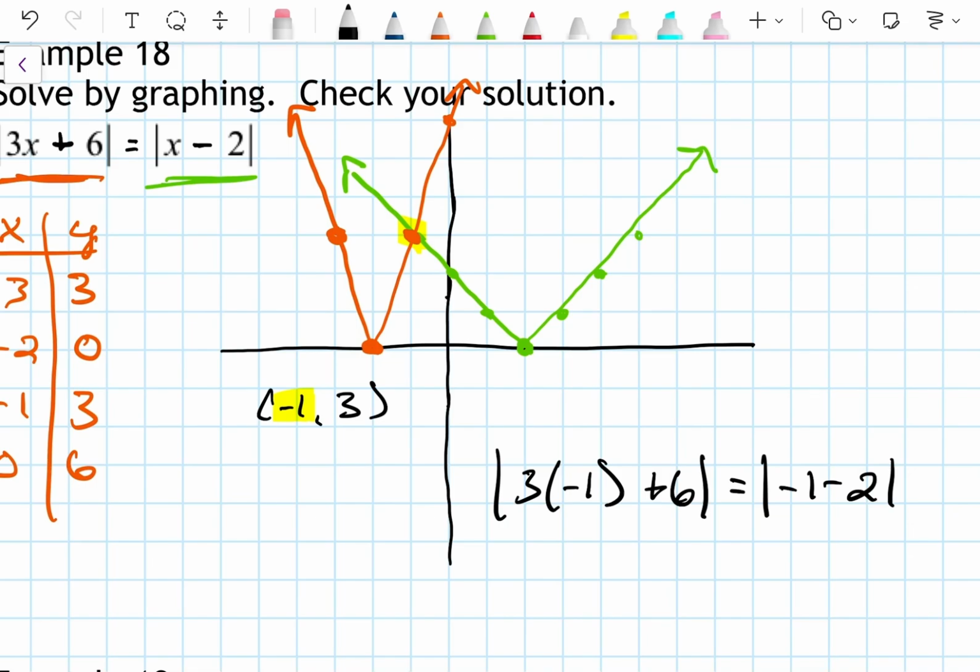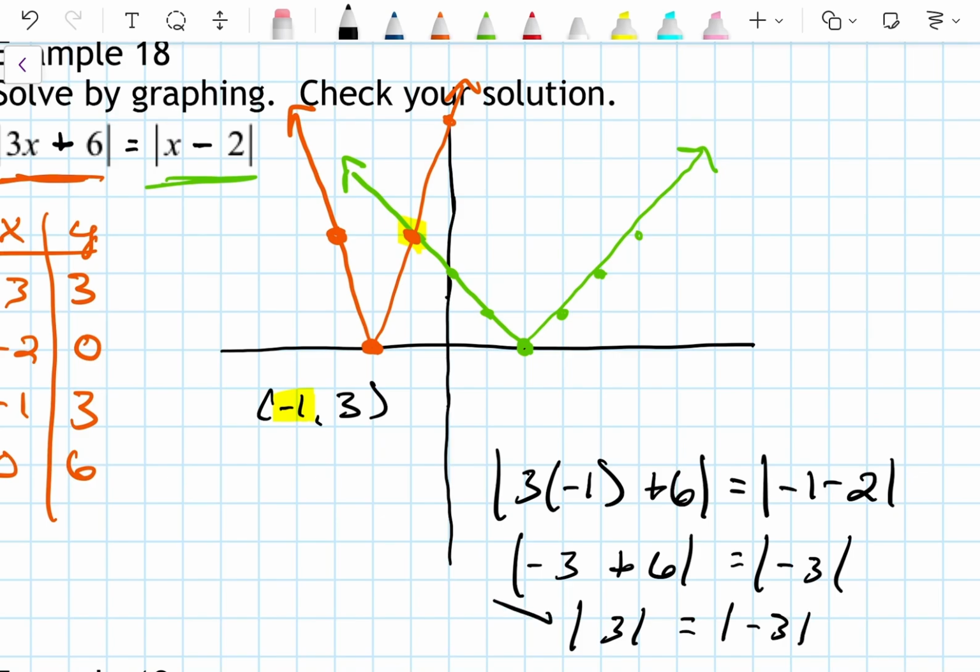3 times negative 1 would be negative 3 plus 6 equals 3. So this would be the absolute value of 3 equals the absolute value of negative 3. So that's true. But look up here. I think we're going to have another spot where they cross right up there.